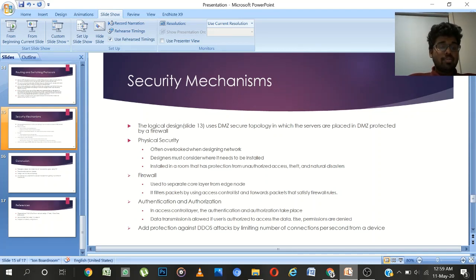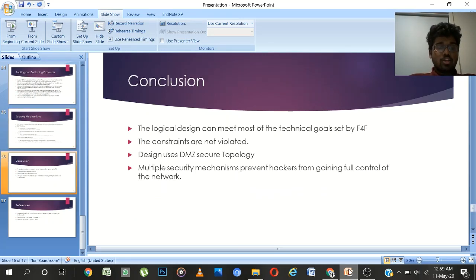In this context, the logical architecture should satisfy most of the technological requirements of F4F. Restrictions are not broken, and the stable DMZ topology with several authentication measures keeps hackers from having complete control of the network.